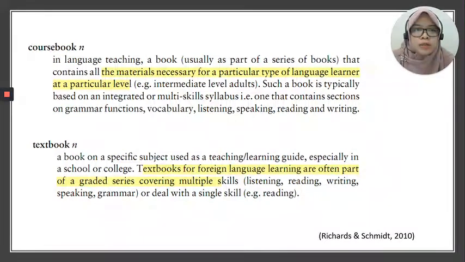So now think about, have you ever seen a textbook for intermediate level, for beginner, for advanced level, for example? So that is course book. Textbook, on the other hand, refers to those books used in schools and also university levels. For the coverage, for the content, they're almost the same. So that's the first view.